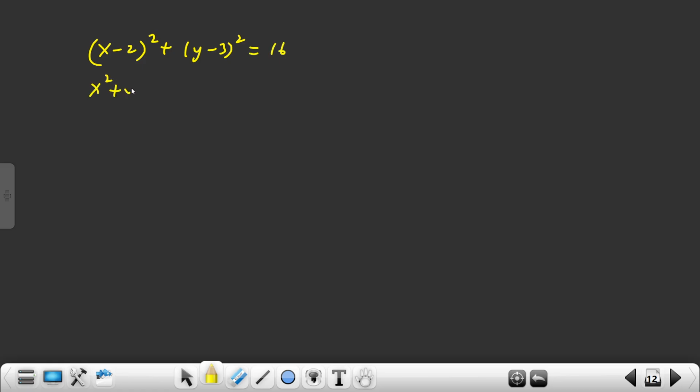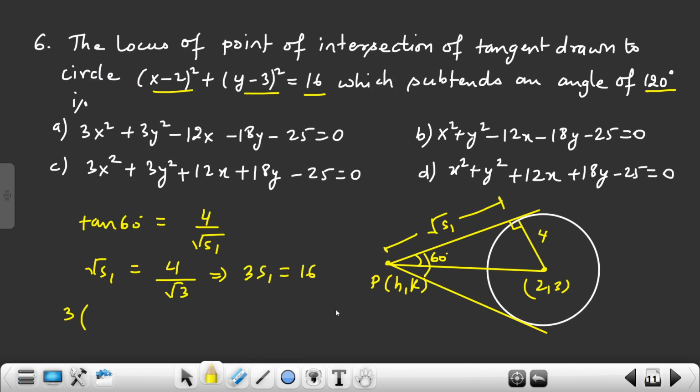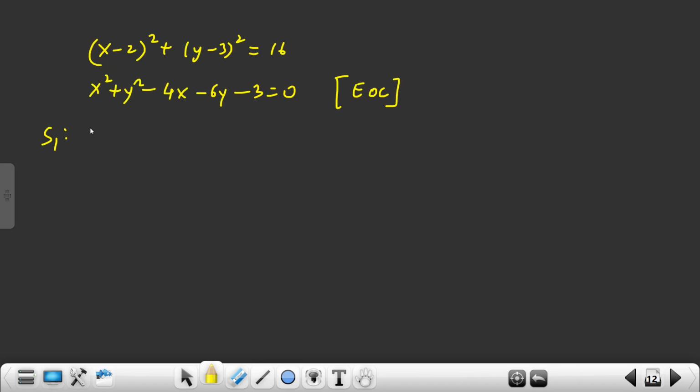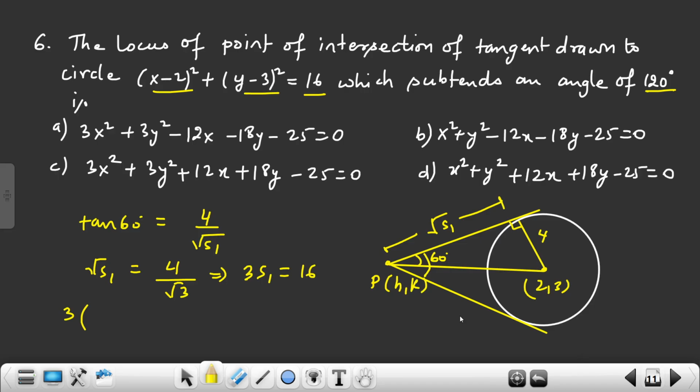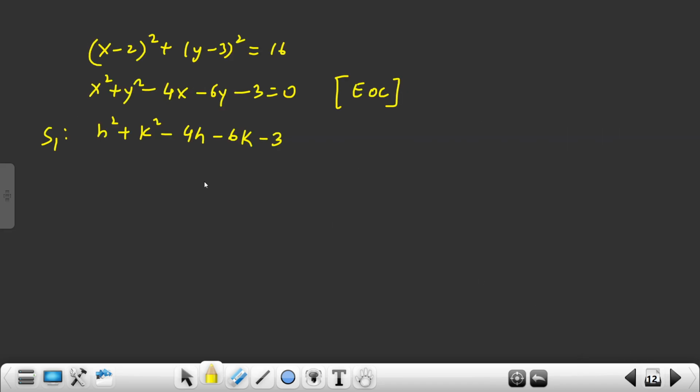It is x square plus y square minus 4x minus 6y, 9 plus 4, 13, and so minus 3. This is the equation of circle. Now we have to find s1 value. Point is how much? (h, k), the locus we have to find. So h square plus k square minus 4h minus 6k minus 3 is equals to 16, 3 times.